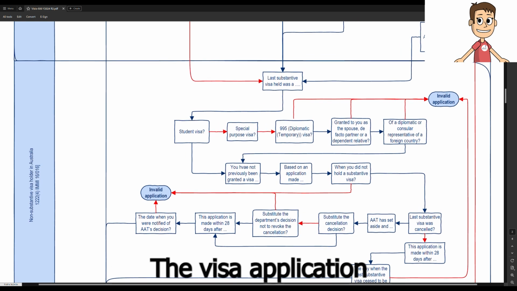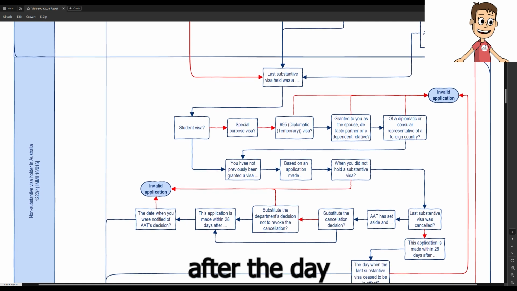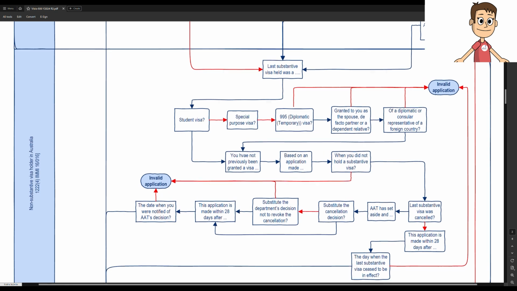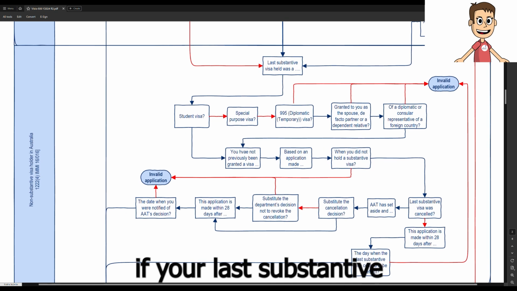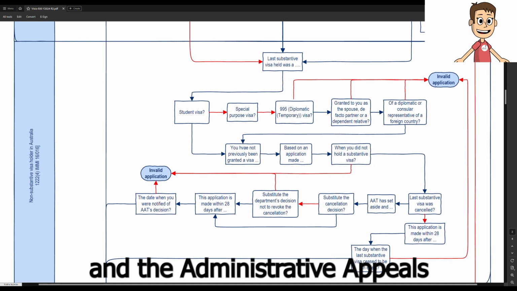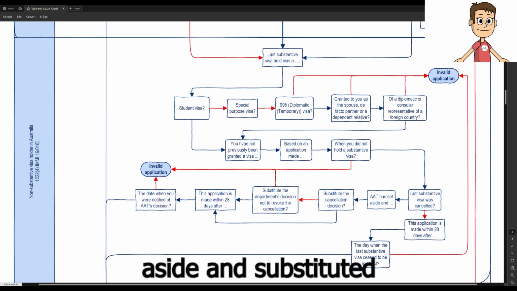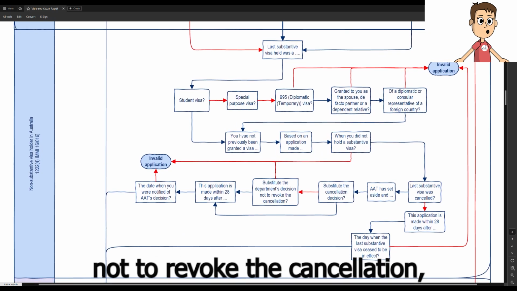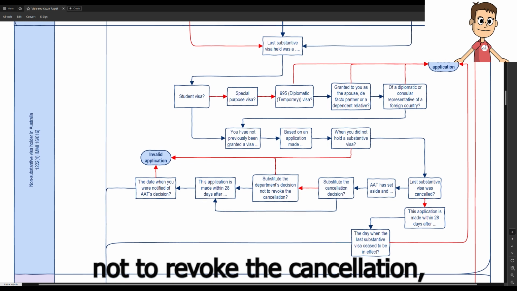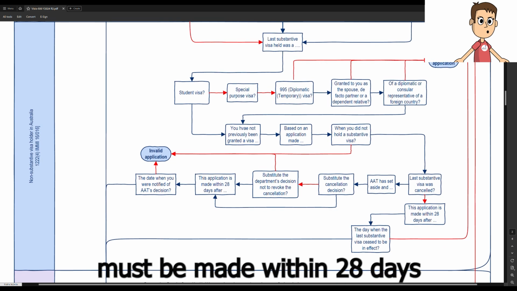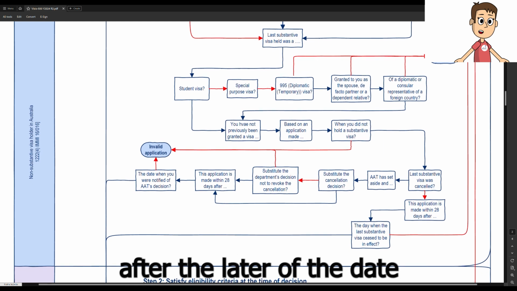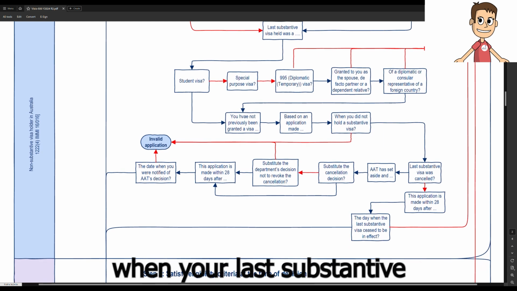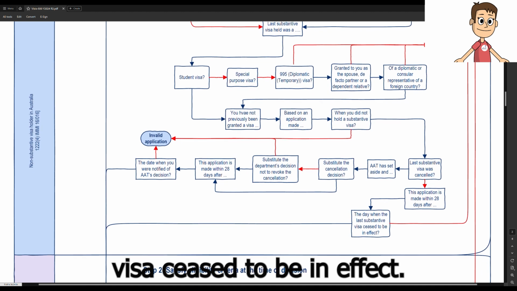The visa application must be made within 28 days after the day when your last substantive visa ceased to be in effect, or if your last substantive visa was cancelled, and the Administrative Appeals Tribunal set aside and substituted the cancellation decision or the Department's decision not to revoke the cancellation, the visa application must be made within 28 days after the later of the date of the notification from the tribunal or the date when your last substantive visa ceased to be in effect.